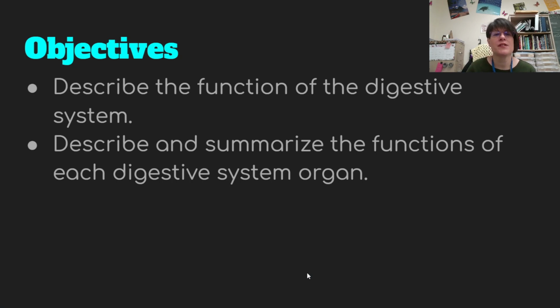So our objectives today were to describe the functions of the digestive system and describe and summarize the functions of each digestive system organ. Don't forget your 5 questions for the video, and I will be back with one more video from this chapter. So we are almost done. You should really start studying for the test.